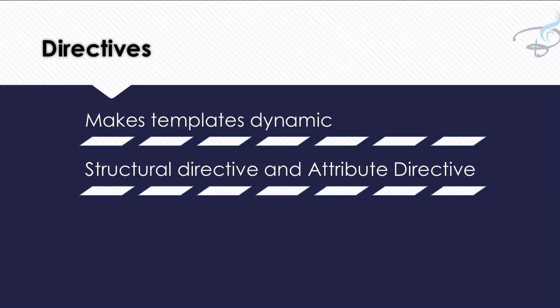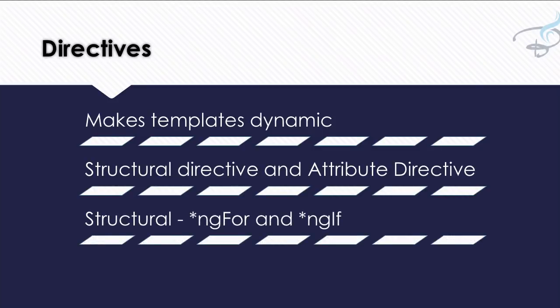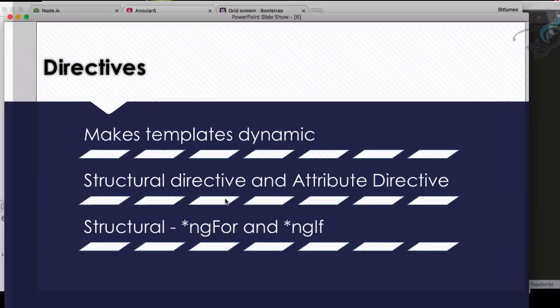So Angular has two types of directive: structural directive and attribute directive. As the name suggests, the directive which changes the structure of the template is called a structural directive, and the directive which is like an attribute is an attribute directive. We will see both these things in action. So what are structural directives? Structural directives are ngFor and ngIf. Let's first see these things in action.